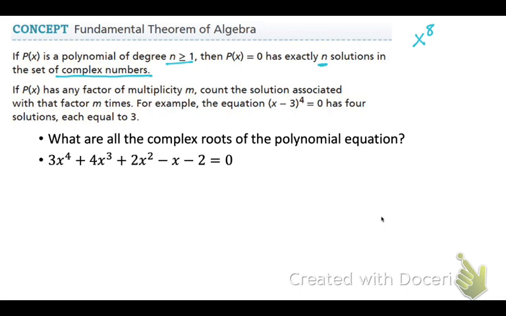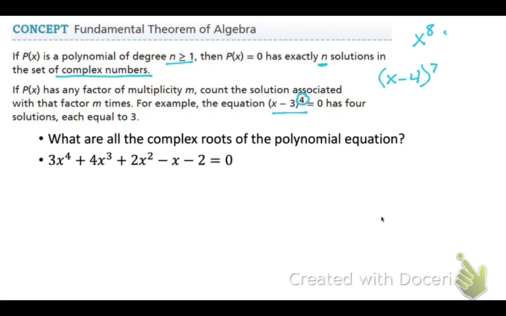If p of x has any factor of multiplicity m, count the solution associated with that factor m times. So x minus 4, evidently, to the 7th. How many factors is that? 7. And I'm only looking for one more to go with the 8, right? That just says x minus 3 to the 4th equals 0 has how many solutions? 4.